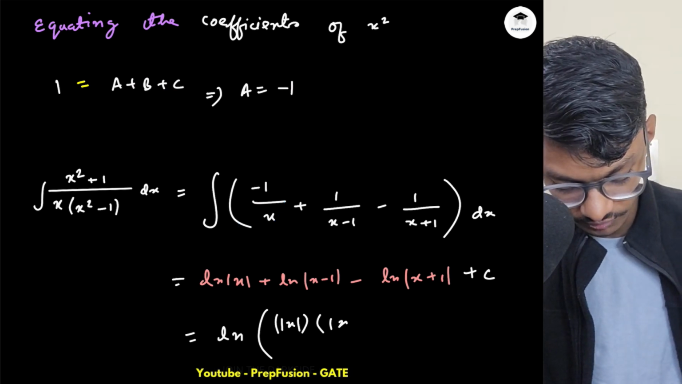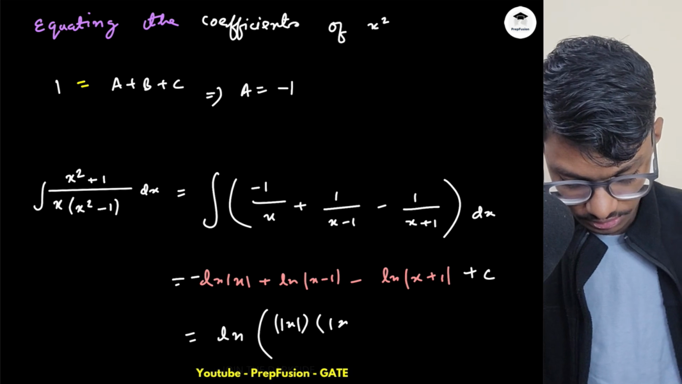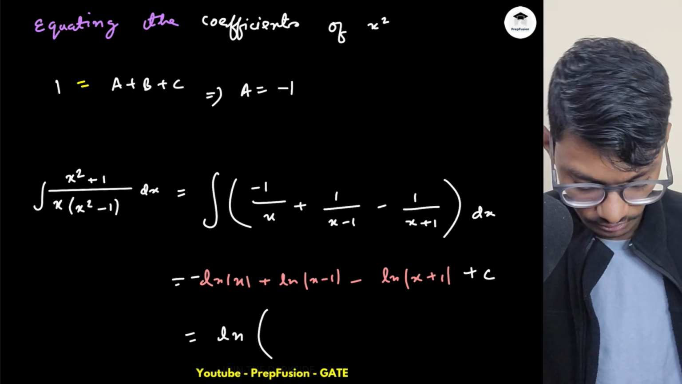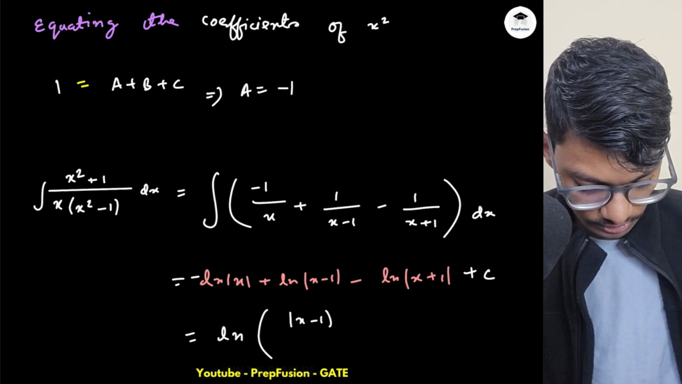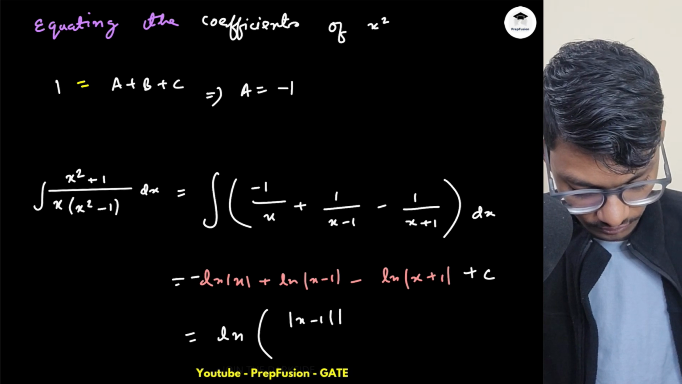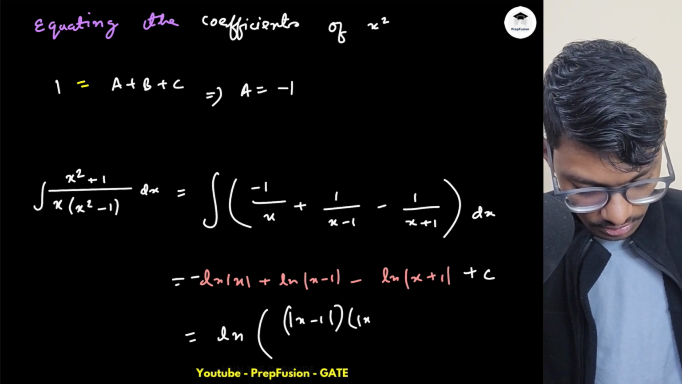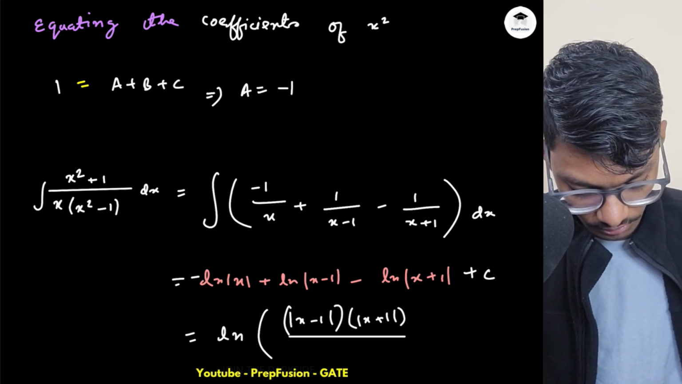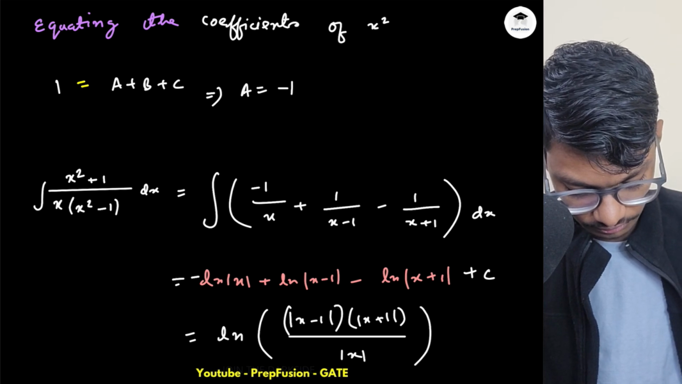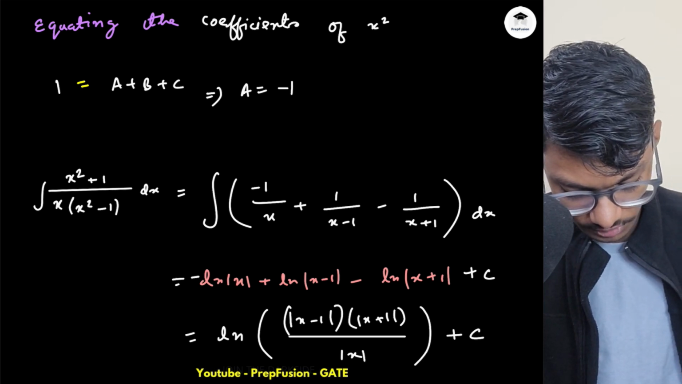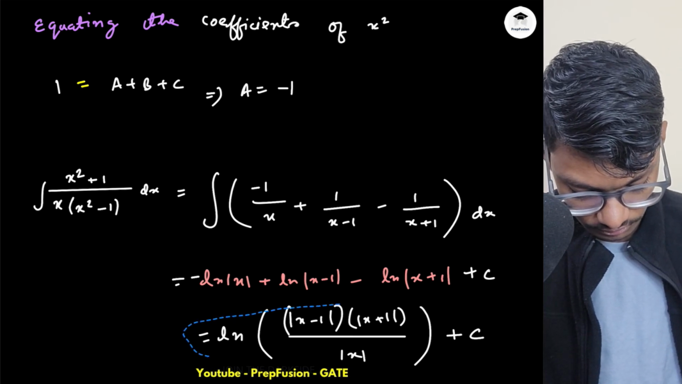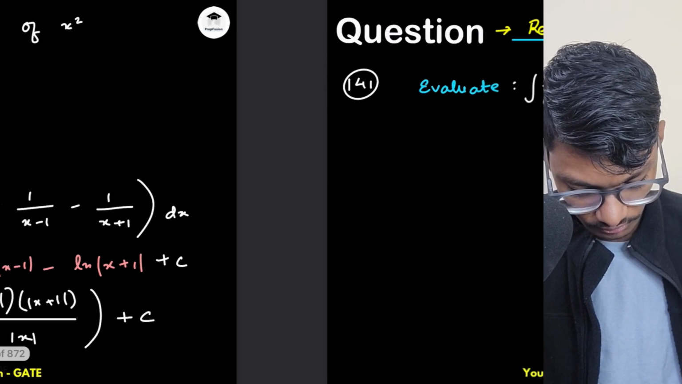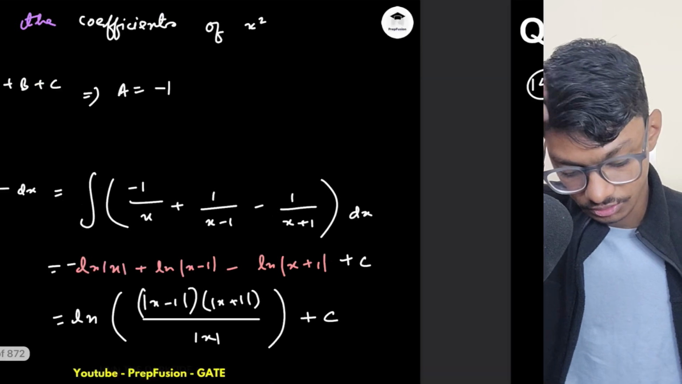So this will be minus 1 over x, this is minus, so this will go to the bottom one, and this mod of x minus 1 into mod of x plus 1 divided by mod of x plus c. Okay, so this is my answer to this question. So yeah, sorry for that mistake.